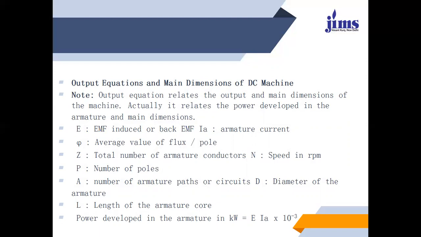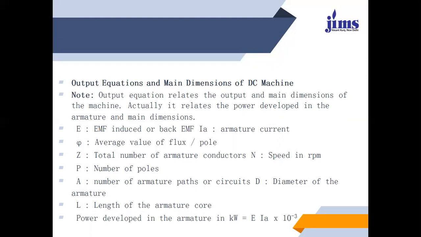Capital E is the EMF induced or back EMF. We are talking about a DC machine, not specifically a motor or generator. EMF induced usually takes place in the case of a DC generator, and back EMF is the concept related to the motor. Ia is the armature current, phi is the average flux per pole, Z is the total number of armature conductors, N is the speed in RPM, P is the number of poles, A stands for the number of armature paths or circuits, D is the diameter of the armature, and L is the length of the armature core.